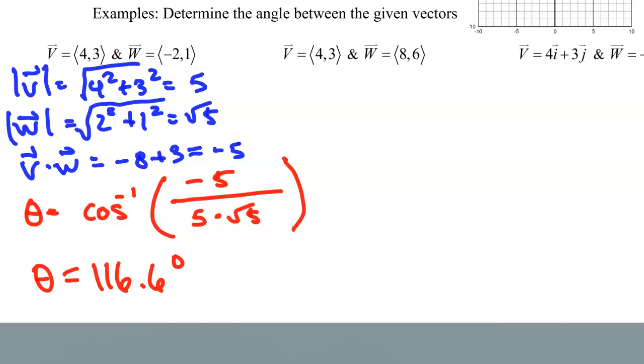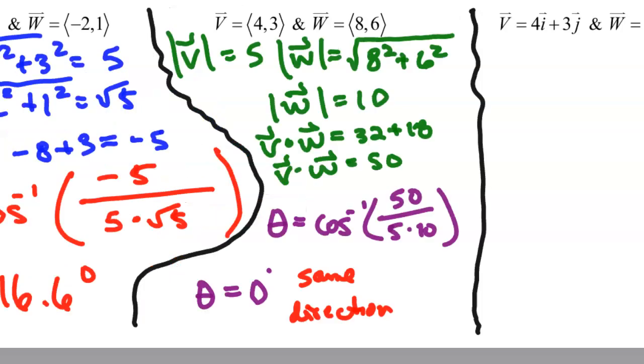I'm going to pause it now. I'm going to do the other two problems and come back and show you how you did them. Okay, for this example, I did my magnitude of v and w. V is the same vector as before. Magnitude is 5. W I figured out to be 8 squared plus 6 squared square root of.